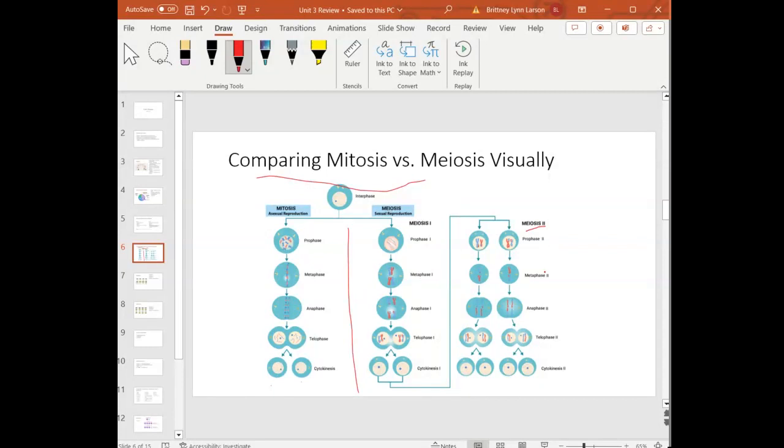And you would see 2 cells. I would never show you 1 cell and say, is this mitosis or meiosis? If I wanted it to be meiosis, you would see 2 cells. So make sure you go through those. I saw a few questions on that.